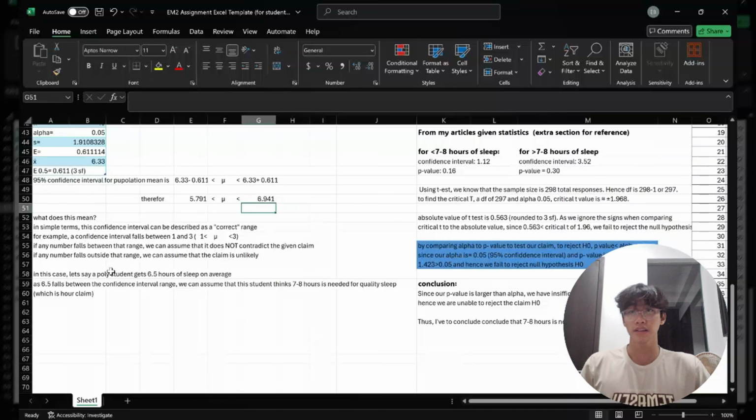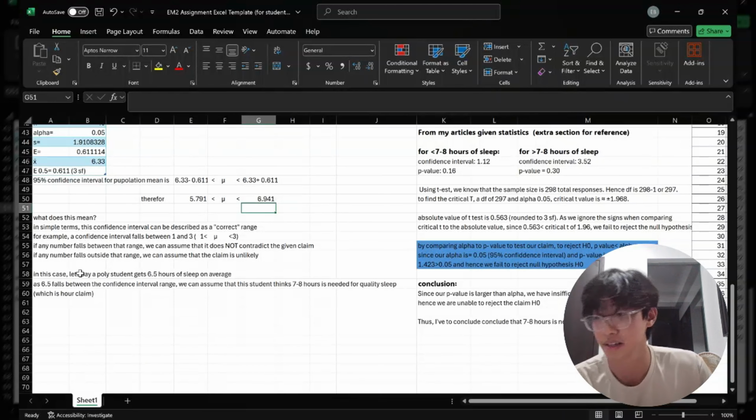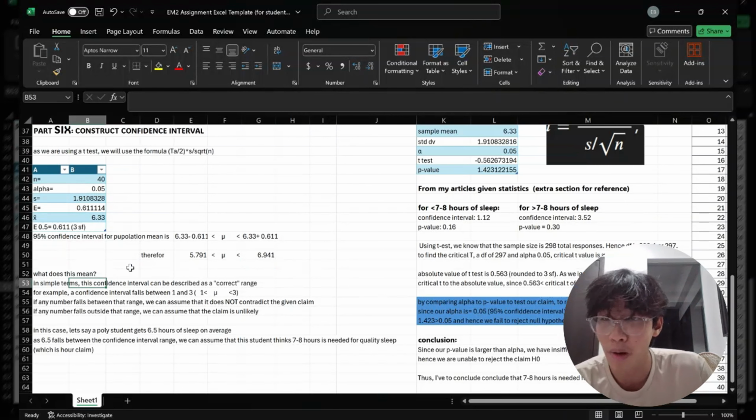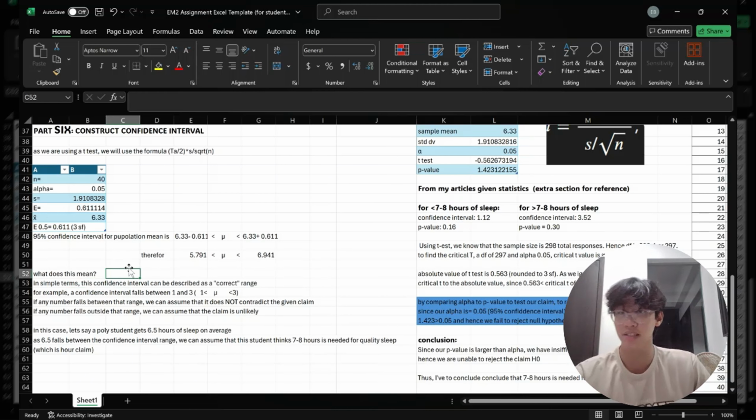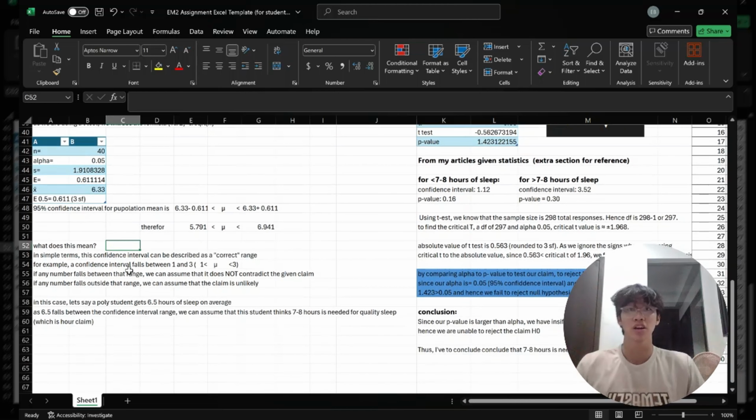Finally, for part 6, we have to find, construct and interpret the 95% confidence interval. Well, what does this mean? Well, in simple terms, the confidence interval can be described as a correct range. So whatever falls in it is, in a sense, correct. For example, a confidence interval falls between 1 and 3.